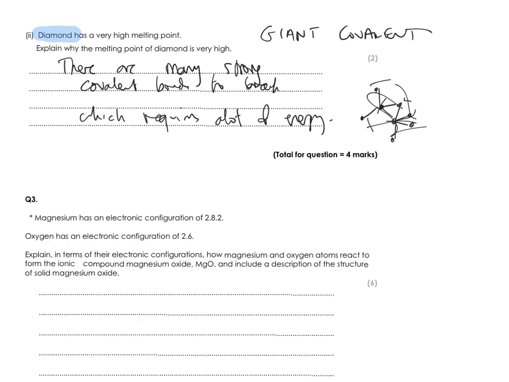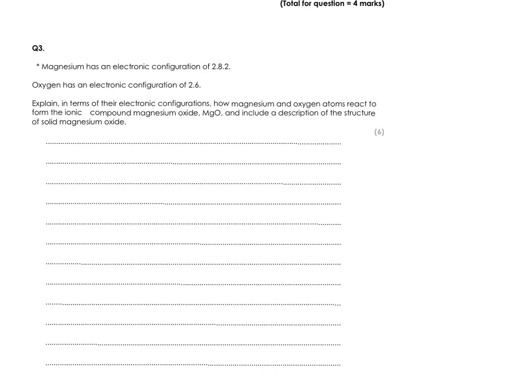Okay, moving on. So here it says, this is a 6-mark question. Magnesium has an electron configuration of 2, 8, 2. So what that means is there are 2 electrons in the first shell, 8 in the next shell, and 2 in the next shell. And oxygen has an electron configuration of 2, 6: 2 in the first shell, and 6 in the second shell. Explain in terms of their electron configurations how magnesium and oxygen atoms react to form the ionic compound magnesium oxide, MgO, and include a description of the structure of solid magnesium oxide.